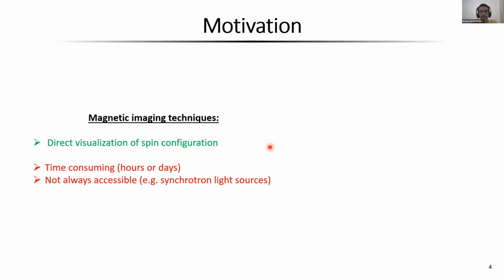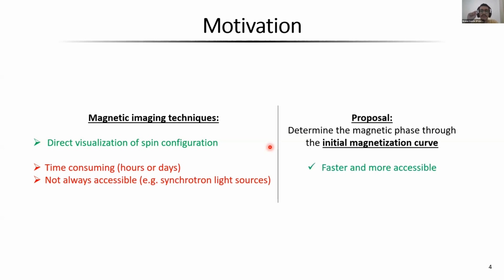So we started thinking about some way to circumvent these issues, and we wondered if we could determine the magnetic phase of artificial spin ices through the initial magnetization curve. In principle, this can be measured by a simple magnetometer, which is equipment that can be found in laboratories worldwide. And the measurement itself, again in principle, can take minutes or seconds.